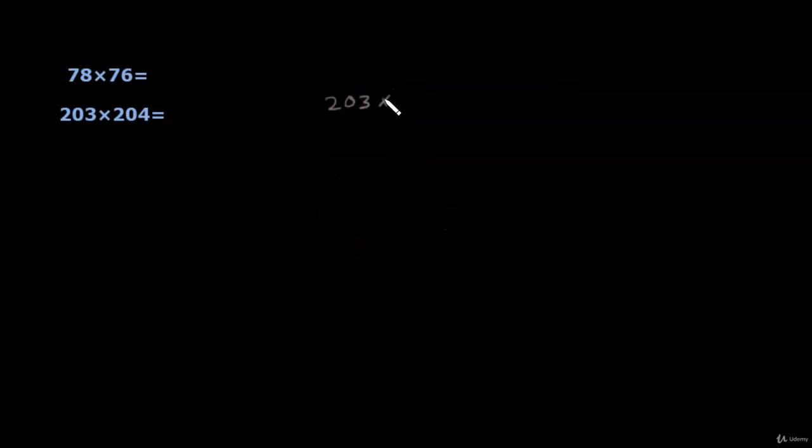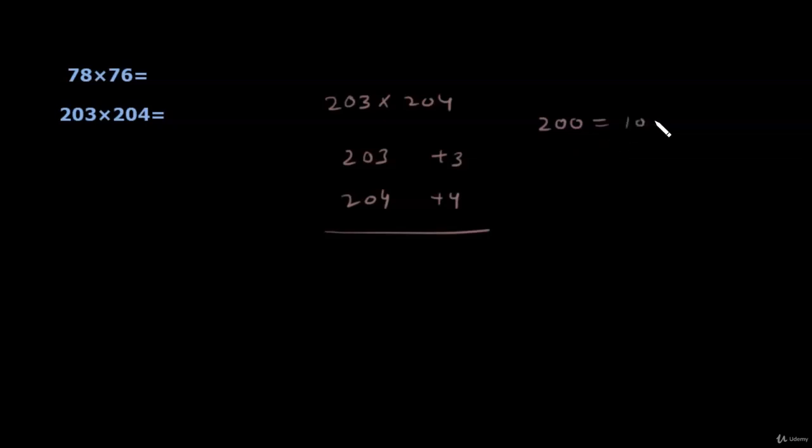Now let's do this multiplication. This is 203 and this is 204. Here we can take base as 200. If we take base 200, then this is 3 more than 200 and this is 4 more than 200. We can write 200 as 100 times 2. Now we can write the first part of the number by adding 4 to 203 or 3 to 204. And this is 207. And 3 times 4 is 12. Because the main base is 100, this has to be a 2-digit number, which it already is.